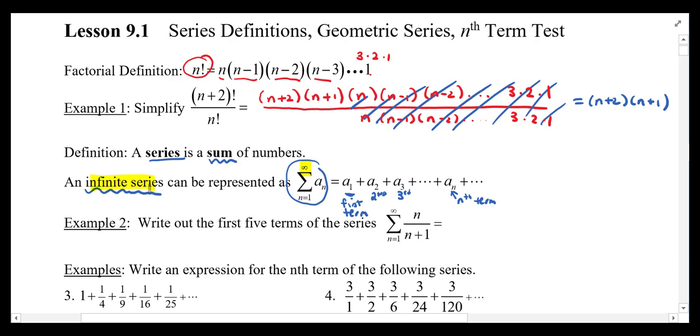Okay. So in example number 2, can I ask you to write out the first 5 terms of this series for me? What I have here is the sum from n equals 1 to infinity, so yes, it is an infinite series. The expression that we're going to use for each of the terms is n over n plus 1. We'll start with the first term, n equals 1. If I plug it in, I get 1 over 1 plus 1, which is 1/2. Good. For the next term, n equals 2, I plug that in, and that'll be 2/3. Then it says the first 5 terms, so I'll just keep doing that.